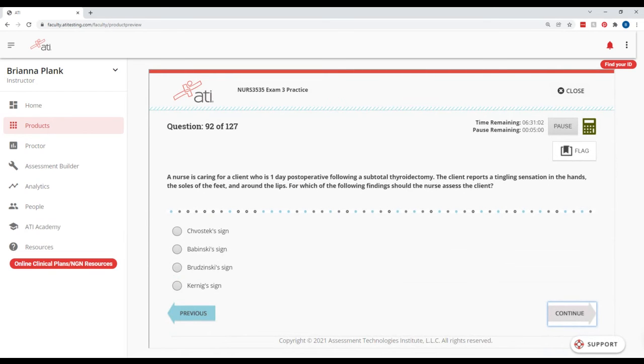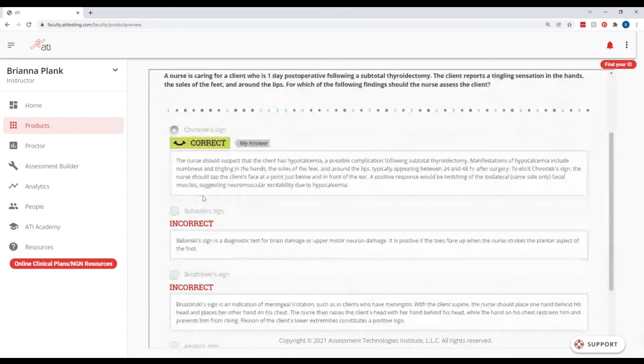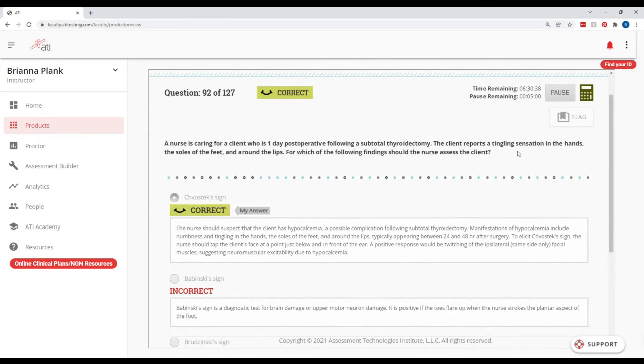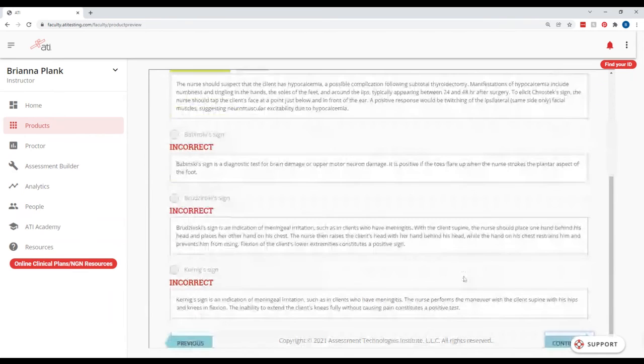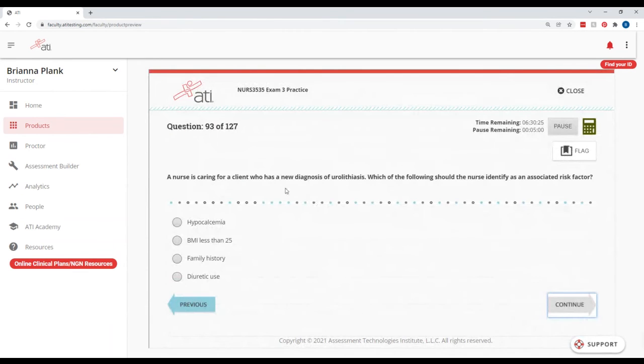Okay, we got a subtotal thyroidectomy. We have a tingling sensation on the hands, feet, and around the lips. What are we concerned about? Ooh, it's this one. I have no idea how to say this, I'm sorry. Chvostek. These are all symptoms of hypocalcemia, and somebody decided to give it a fancy name, Chvostek. I don't know how to say it.